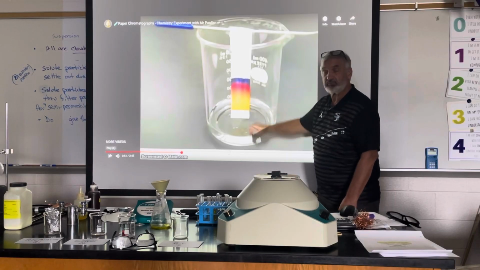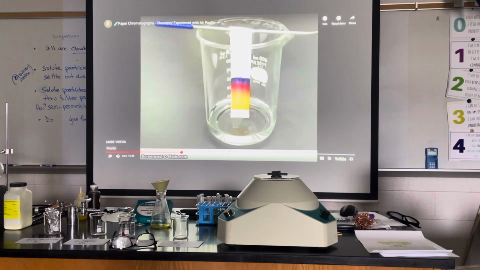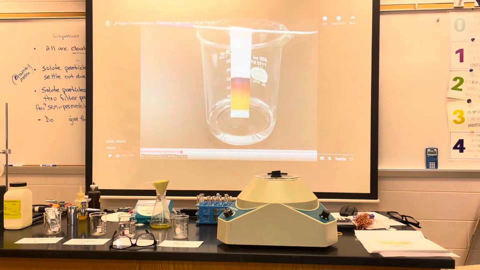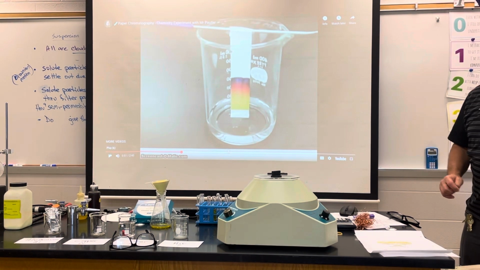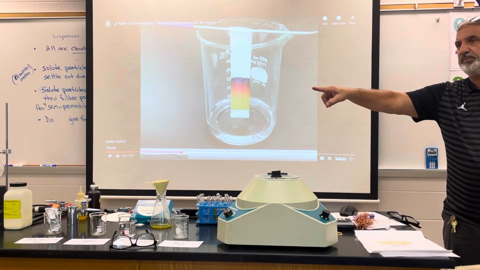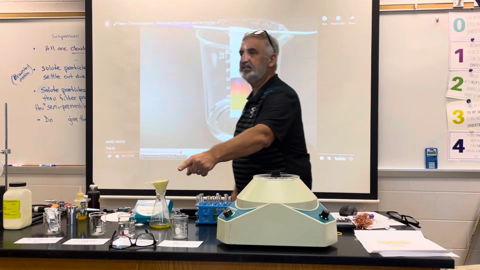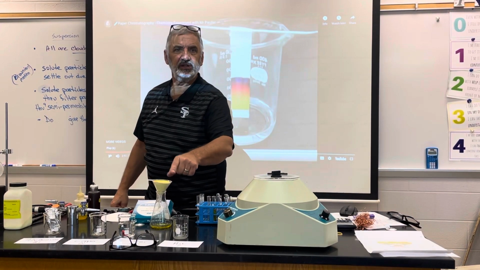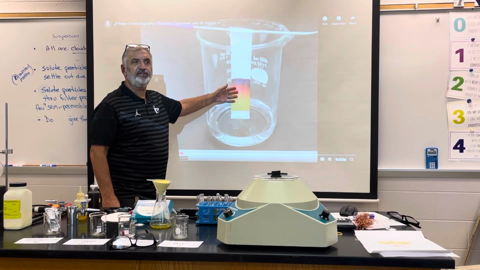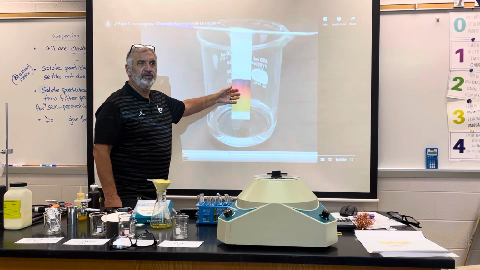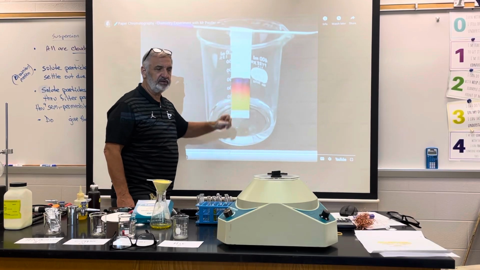But the thing I want you to know is chromatography is a way of separating mixtures based upon their solubilities in the solvent. So distillation is based upon boiling points. Filtration is based upon differences in the size of the solute particles. Chromatography is based upon differences in their solubilities in the solvent, whatever's going up the paper.